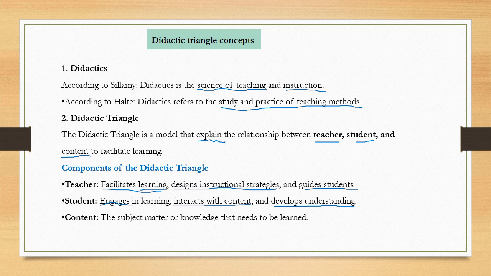The content is what the teacher and the student will be interacting around. It is the body of knowledge that the teacher needs to give and the learner needs to learn. So all these components contribute to full meaning and understanding of the concept of the didactic triangle.